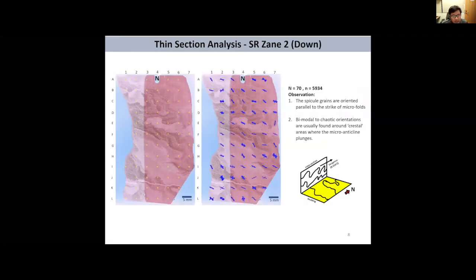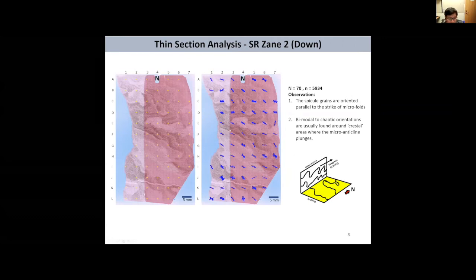So this is the result of SR Zane along the bedding plane cut, 70 points of observation, and we measured around 6,000 spicule grains. So we can see that the spicule grains are oriented parallel to the strike of the microfolds.